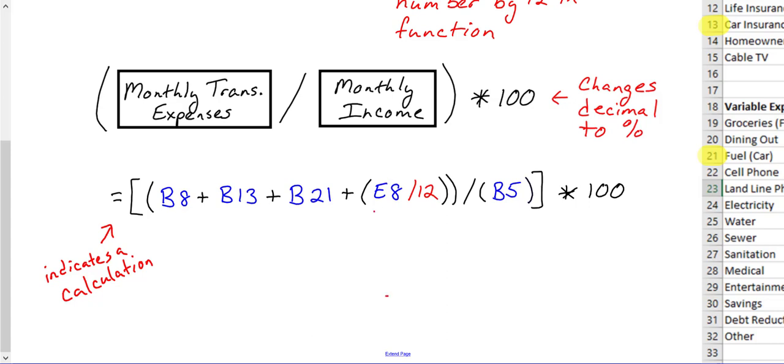So you'll notice this right here, this was our non-monthly, and we want it to divide by 12 to turn it into a monthly expense. We add all of them with the plus sign in between, put parentheses to force it to add them all first, and then divide it by B5, which is the income, and multiply it times 100, and that will give us our formula to place in the cell in the worksheet.